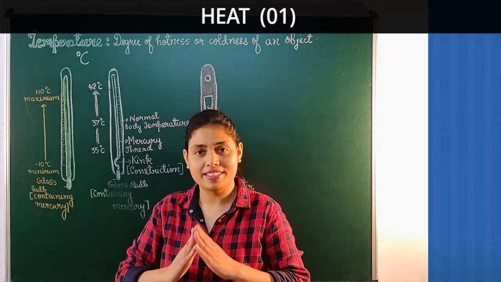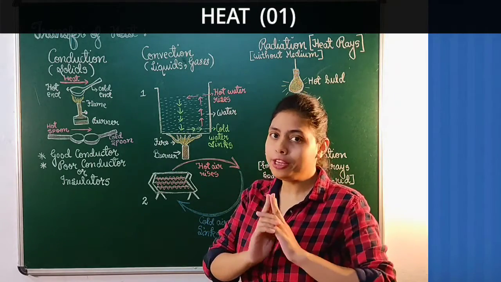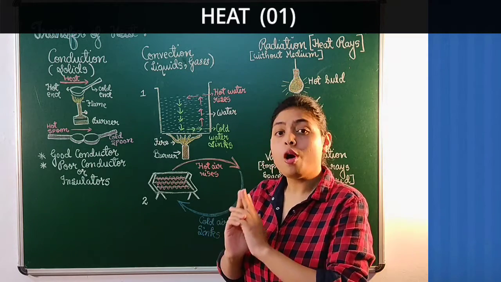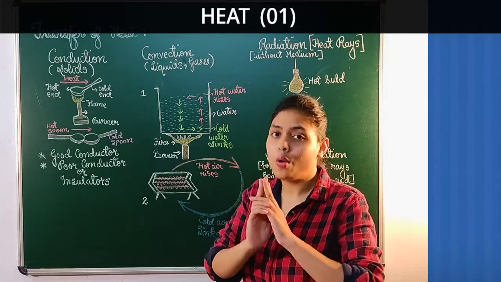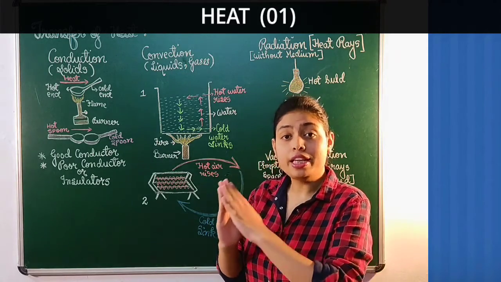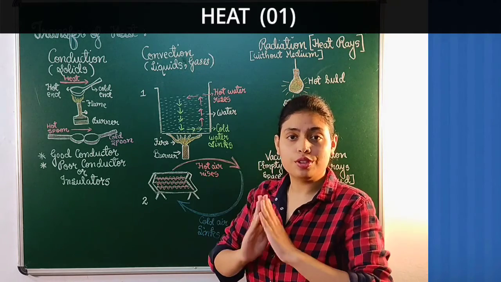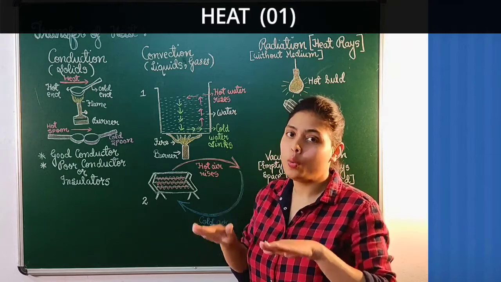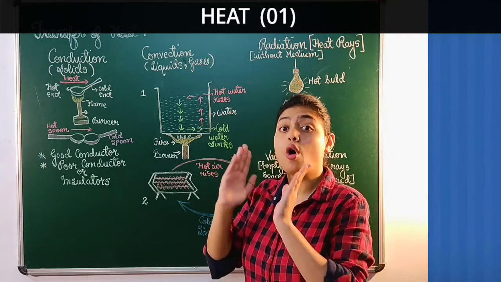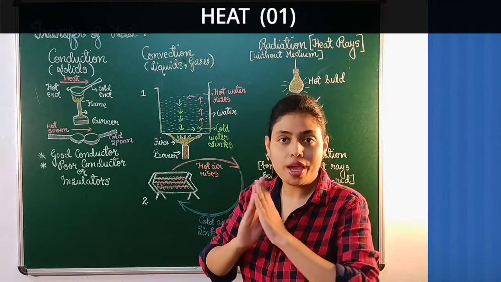Children, our next topic is transfer of heat. Heat generally can flow from a hot object to a cold object. In other words, we can say that heat flows from an object at higher temperature to an object at lower temperature. Heat can be transferred from hot object to a cold object in 3 different ways.